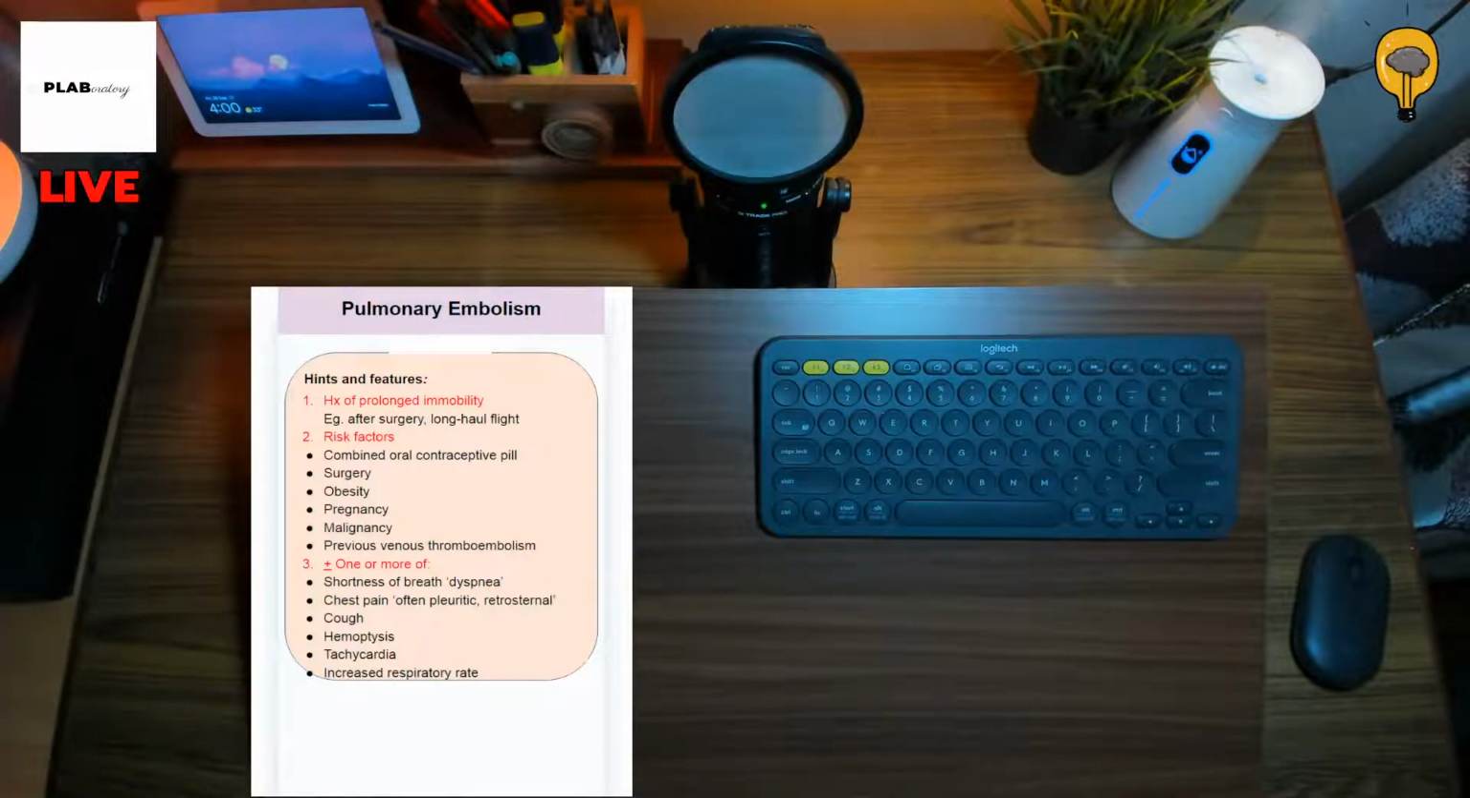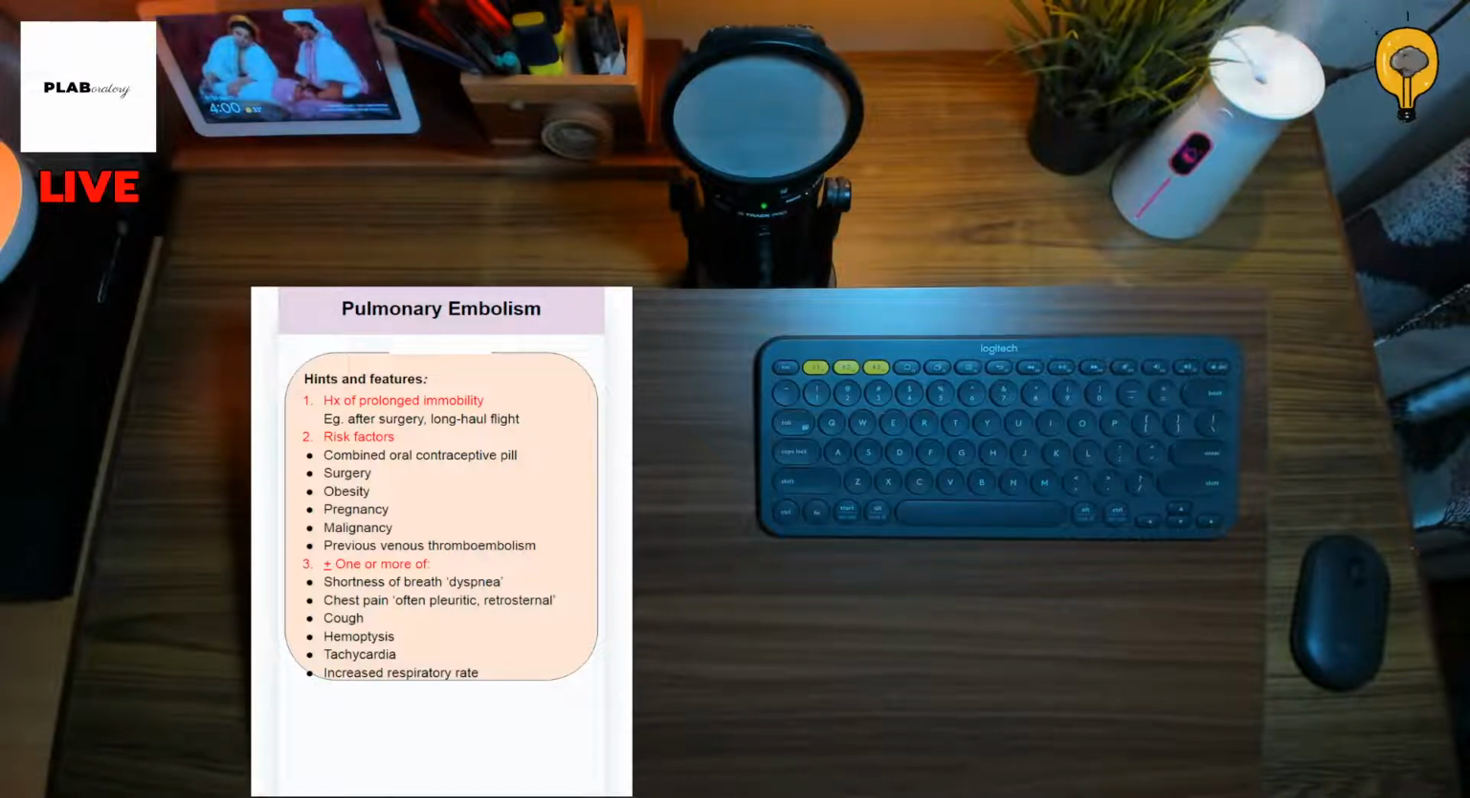So, risk factors in order of importance. These are the risk factors of pulmonary embolism: surgery, pregnancy, lower limb injury, malignancy, reduced mobility, and previous venous thromboembolism.